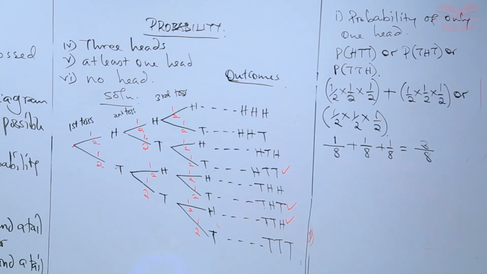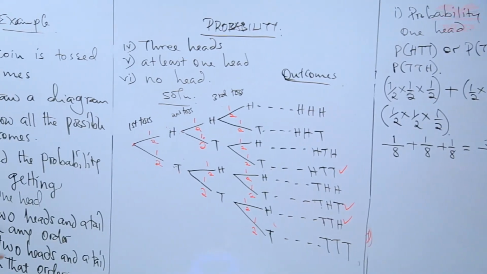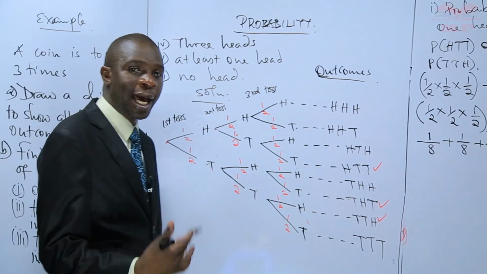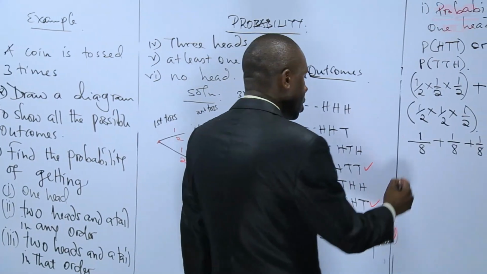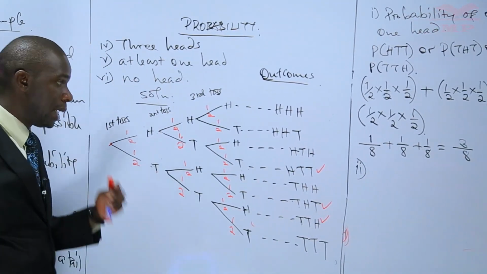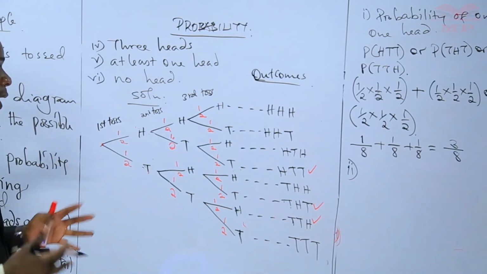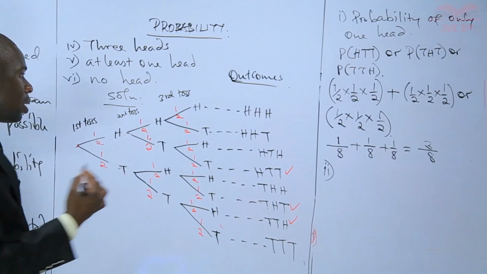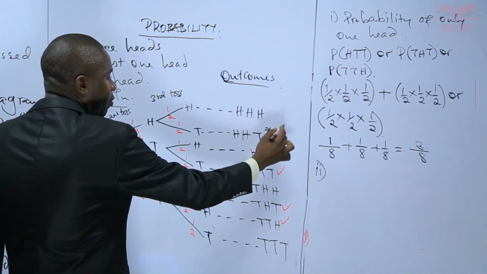So the second part: 2 heads and a tail in any order. In this instance, you will now say 2 heads and a tail in any order. So we are looking at a situation where there are 2 heads. So this is one of them.